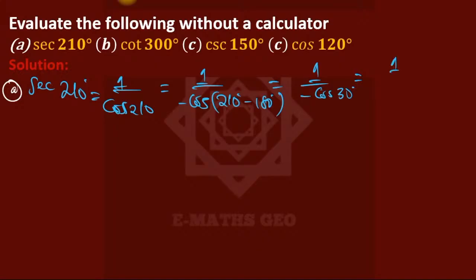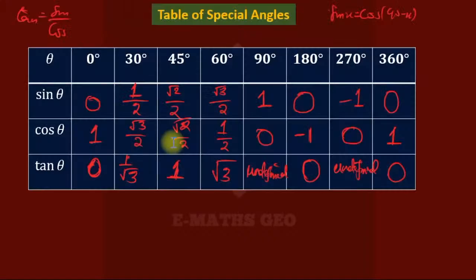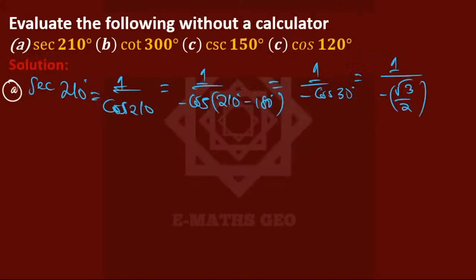And we have cos 30. We know from the table it is root 3 over 2. Yes. We check. So the answer is now minus 2 over root 3. Or you might decide to rationalize, multiplying by the conjugate, which is root 3. So it's now minus 2 root 3 over 3. That's multiplying both numerator and denominator by root 3. So that's the answer. That's rationalized. It's either this or this, anyone.